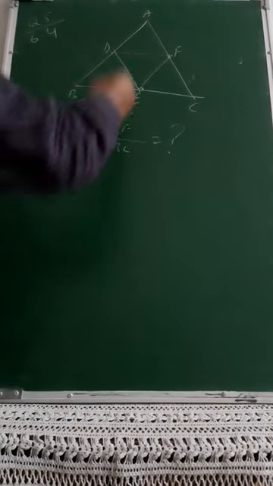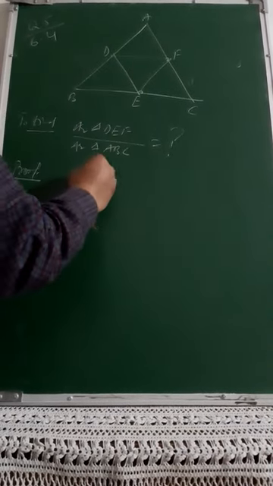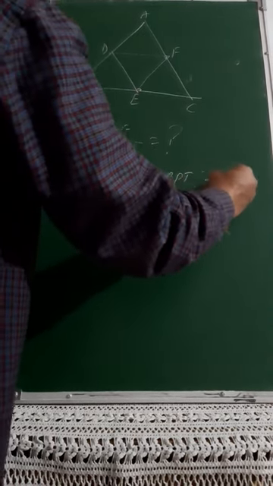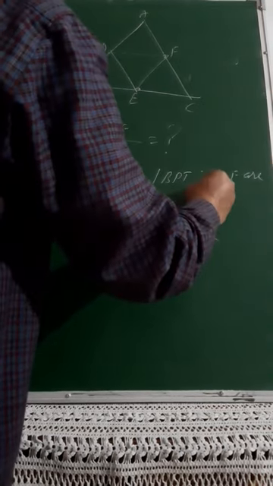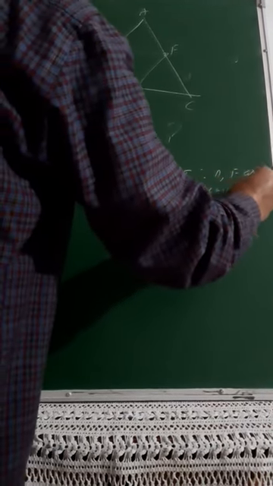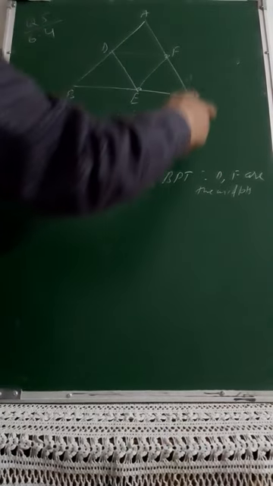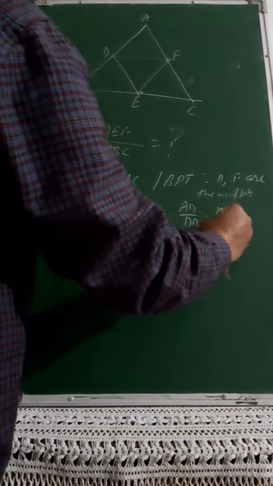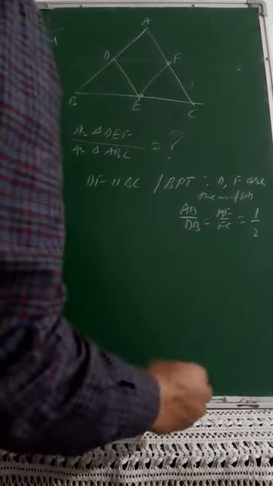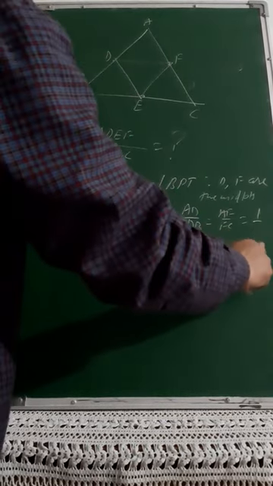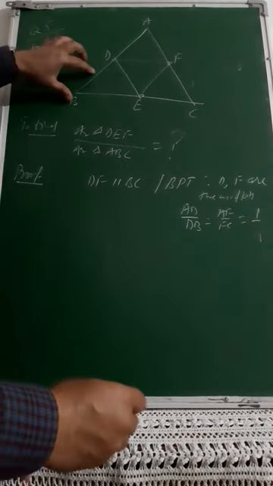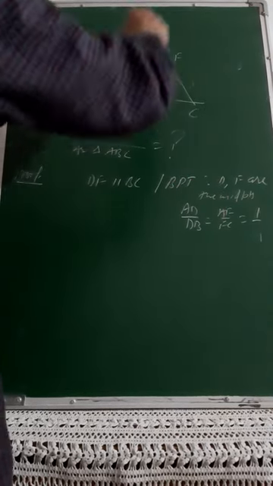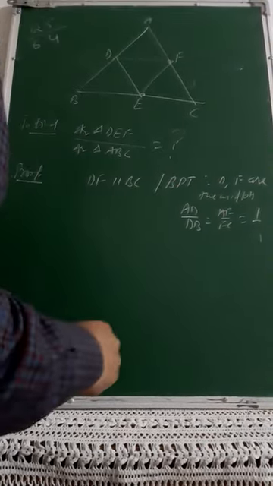If you see that D and F are the midpoints, the line joining the two midpoints is always parallel to the third side, that is by the basic proportionality theorem. Because D, F are the midpoints, dividing AB and AC, that is AD upon DB is equal to AF upon FC is equal to 1 upon 1, since AD will be equal to DB, AF will be equal to FC. So therefore DF will be parallel to BC.